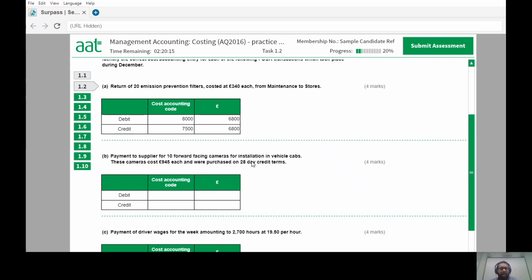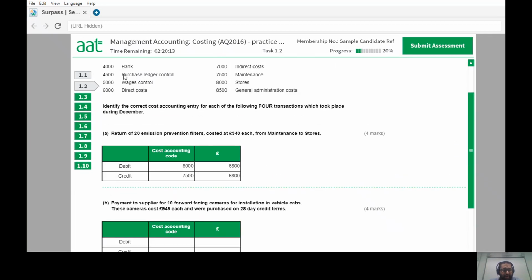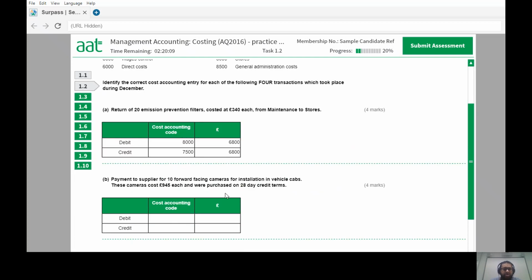So what is your ledger control account? It's 4,500, and the bank. They are the two accounts we need to work out for. So the money going out is going to be 945 multiplied by 10. It's going to be 9,450. Make sure you put the amount in. That is 2 marks for it. Using the calculator, just to multiply two numbers, you get 2 marks there.